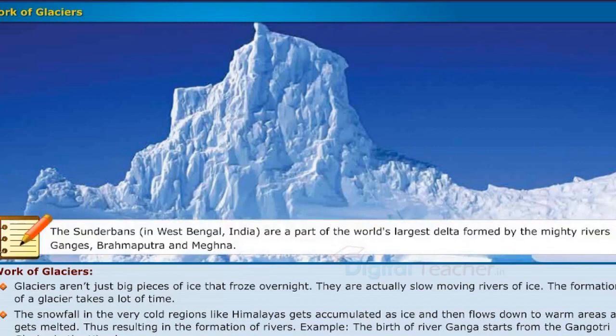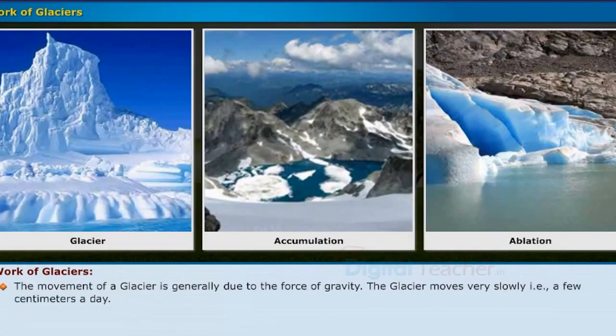Note, the Sundarbans in West Bengal, India are a part of the world's largest delta formed by the mighty rivers Ganges, Brahmaputra and Meghna. The movement of a glacier is generally due to the force of gravity. The glacier moves very slowly, that is, a few centimeters a day.